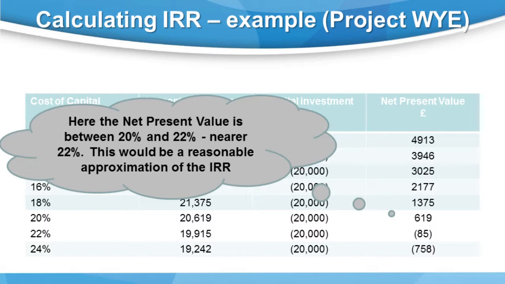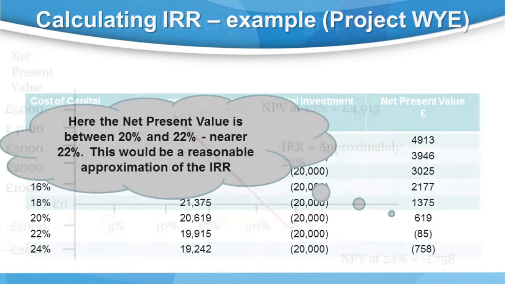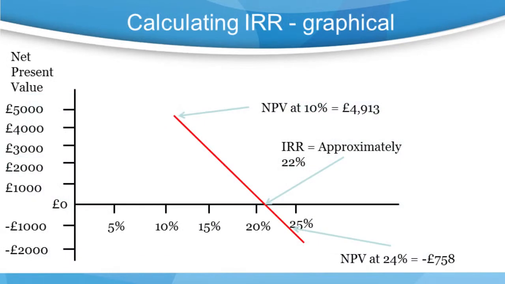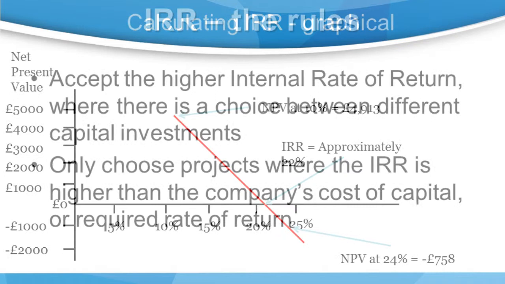So this indicates that the internal rate of return must be somewhere between 20 and 22%. Somewhere nearer 22% would be a reasonable approximation. If we plotted this graphically, we could see that the point where the line crosses the x-axis, which is where the discounted cash flows are zero, is again a little under 22%.